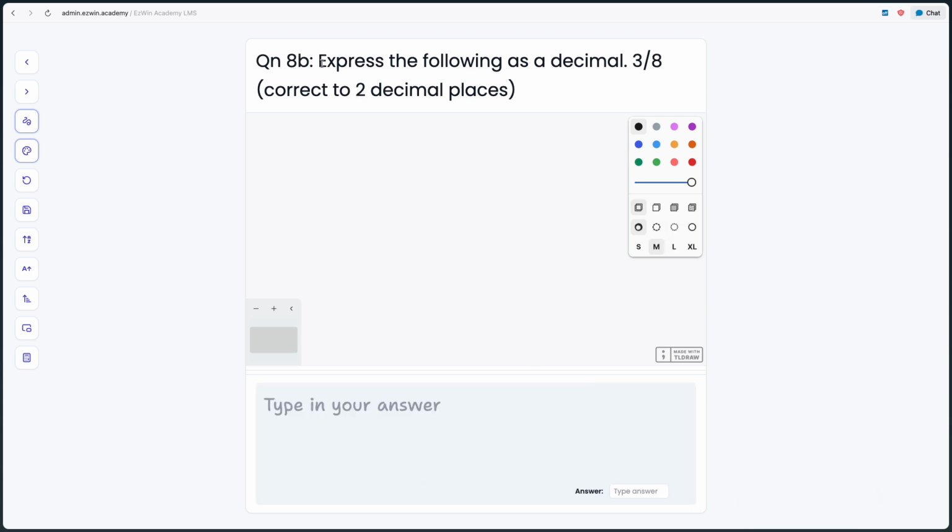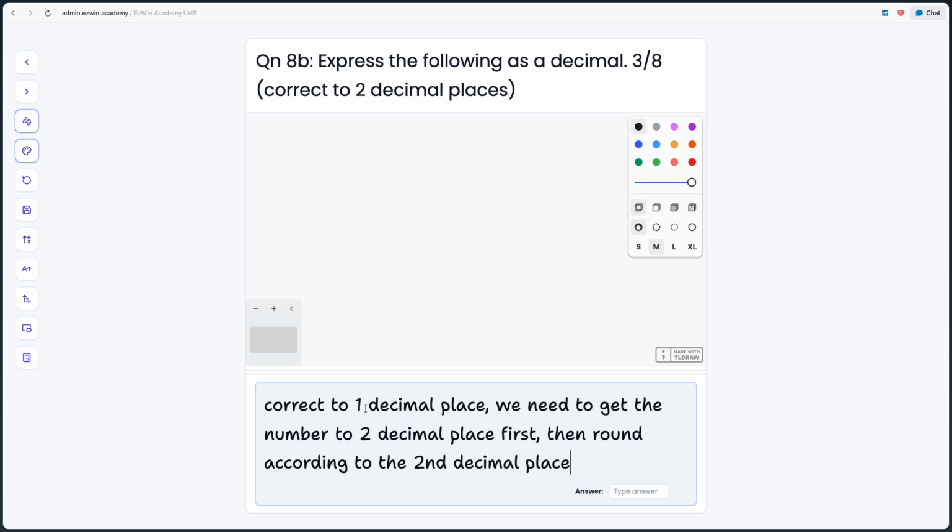Question 8b, express the following as a decimal. 3 out of 8, correct to 2 decimal places. So to correct to 2 decimal places, we need to get the number to 3 decimal places first. So then round according to the third decimal place, in this case over here.